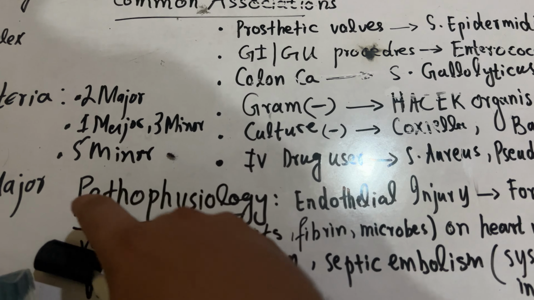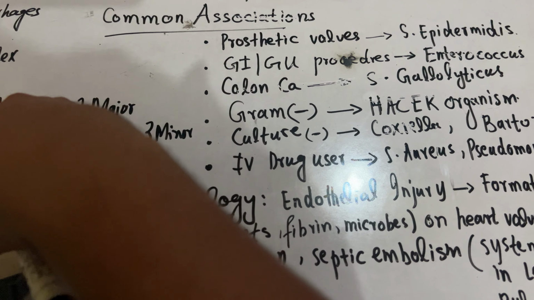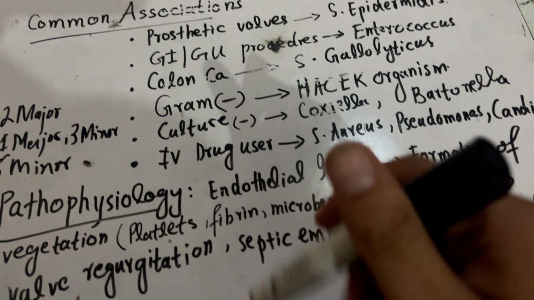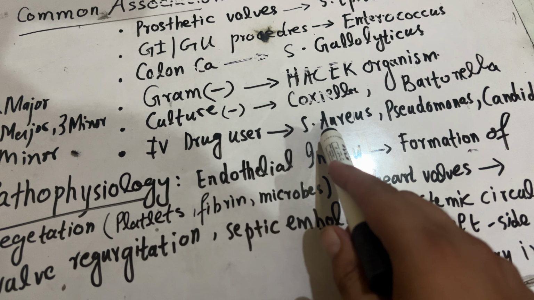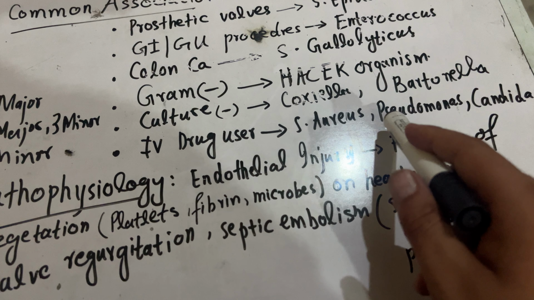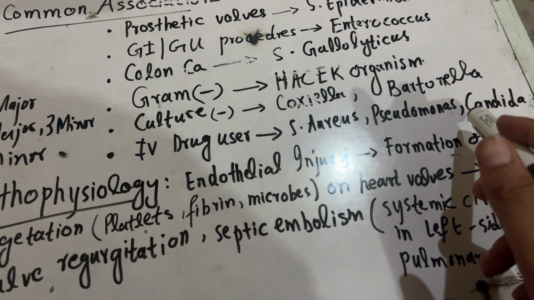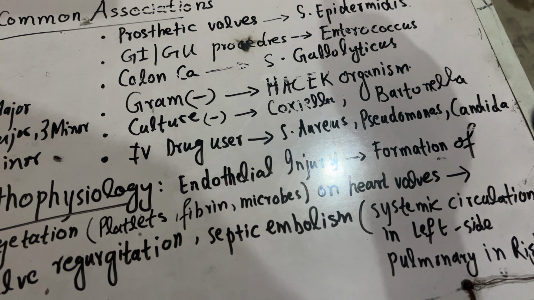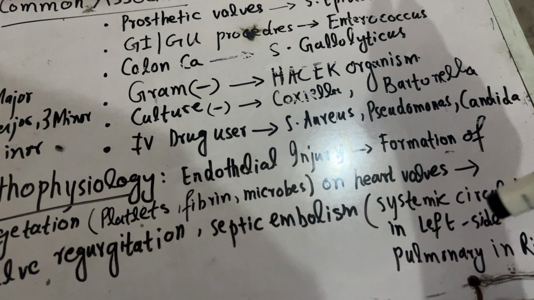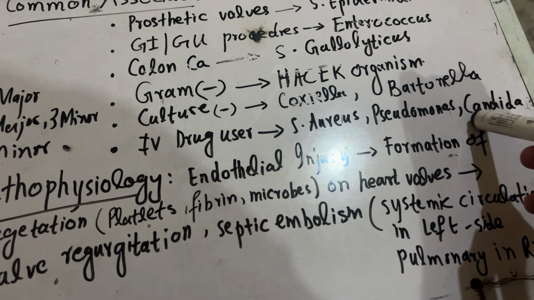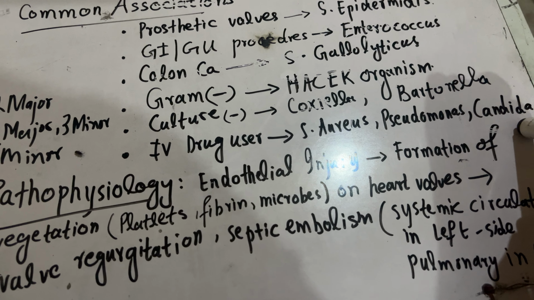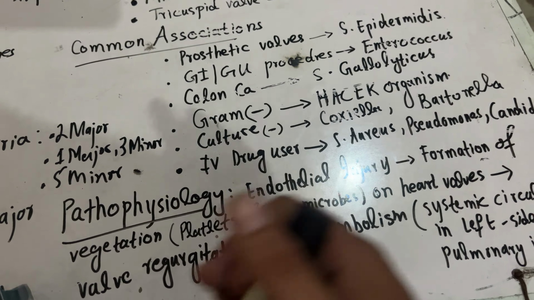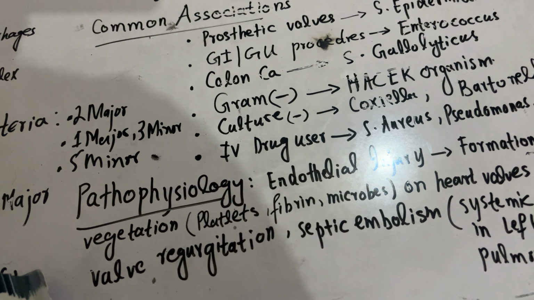The IV drug user is associated with infective endocarditis caused by Staph aureus. It can be caused by Pseudomonas bacteria, or it can cause fungal endocarditis, in which Candida fungi is involved. So these are the bacterial and fungal causes of infective endocarditis.